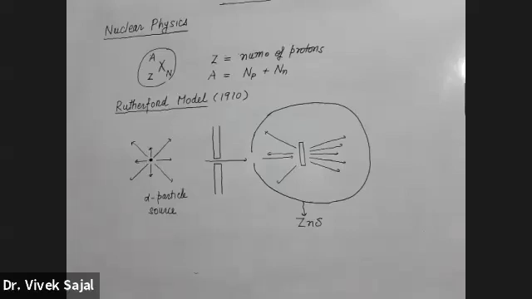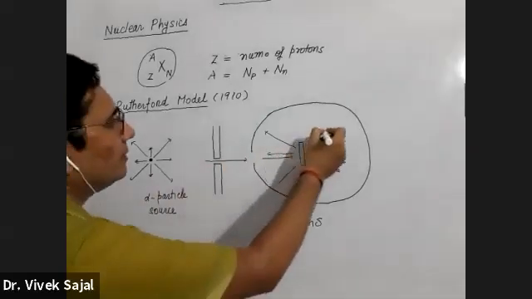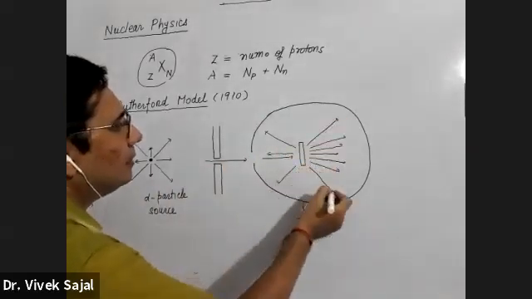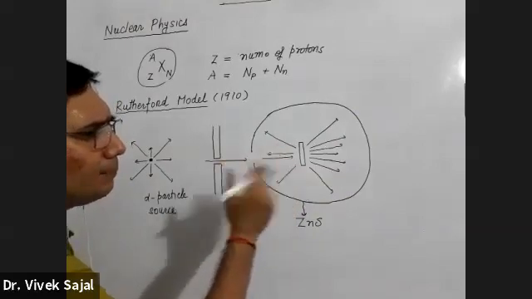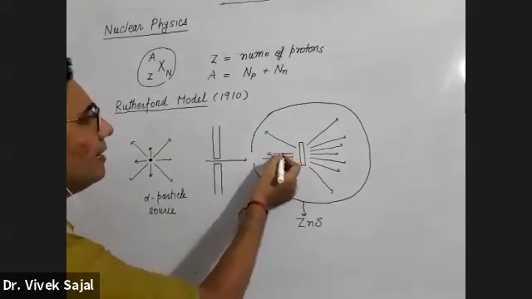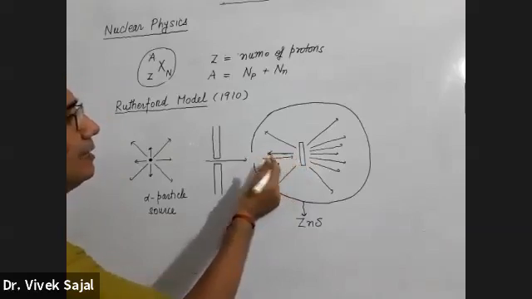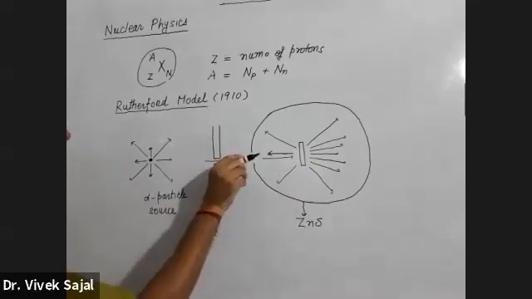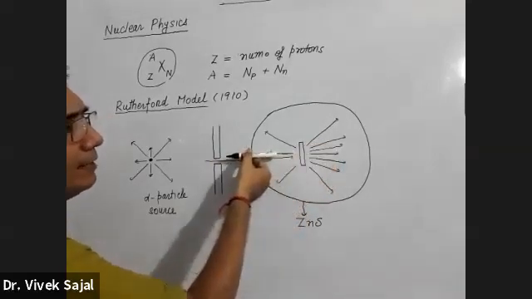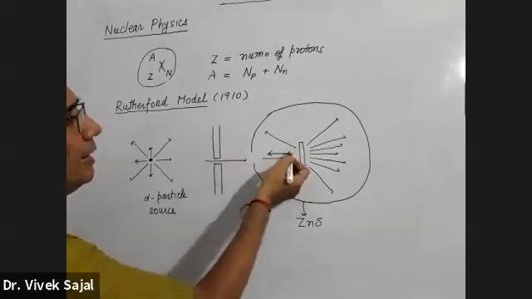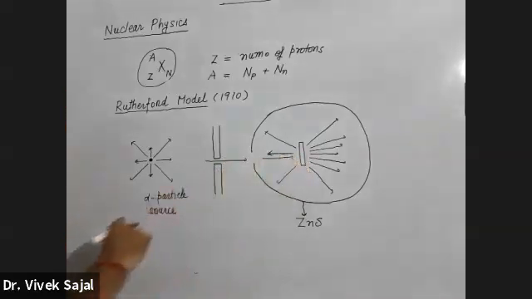Apart from this, a smaller fraction of the alpha particles are scattered by larger angles. And a very, very small fraction, roughly 1 in 1 lakh particles, is reflected back, which means the scattering angle will be 180 degree. If this is the original direction, these particles are reflected in the back direction, so the scattering angle will be 180 degree. So this was a very interesting result.